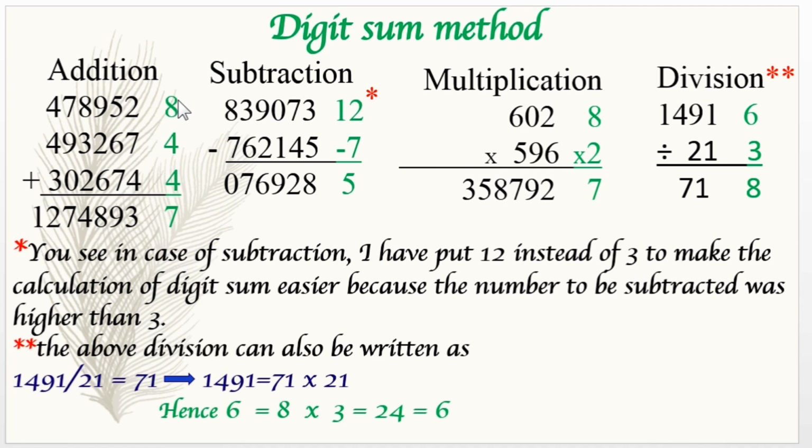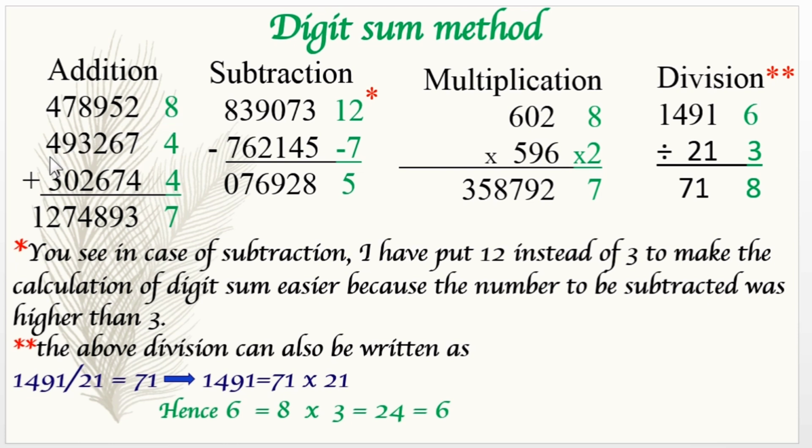Let's start with addition. So we have 3 numbers being added and the answer below. So for the first number, let's find out the digit sum. So we have 4 plus 5 equal to 9, 7 plus 2 equal to 9, and then there is a 9, and what's left is 8. So 8 is the digit sum.